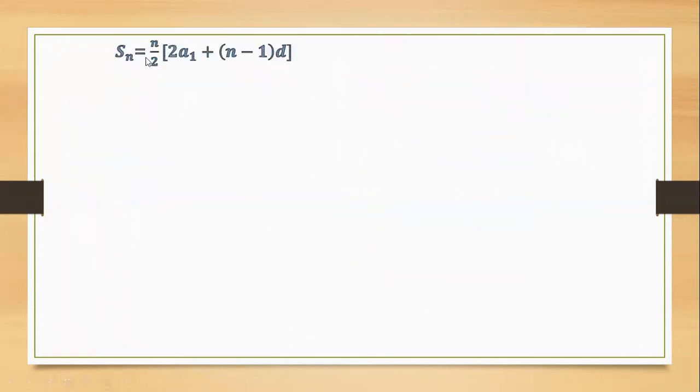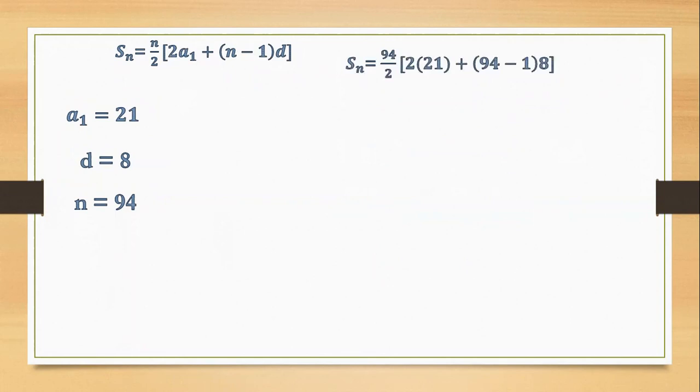Next, let's use the second formula: S sub n equals n over 2 times the quantity of 2a sub 1 plus n minus 1 times d. Givens: a sub 1 equals 21. Difference equals 8. There are 94 terms. Substitute the values. N, 94. A sub 1, 21. Difference 8. Then, subtract 94 minus 1 equals 93. So, just copy what remains.